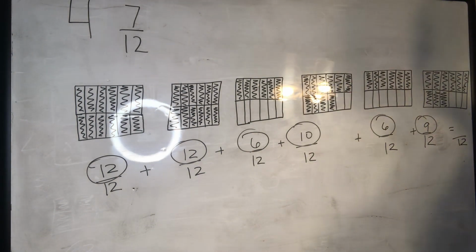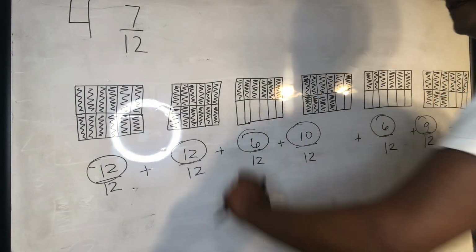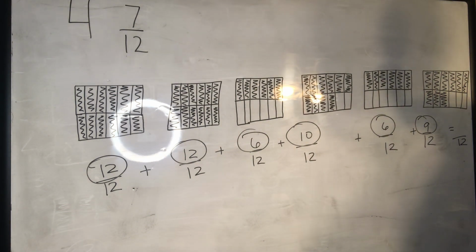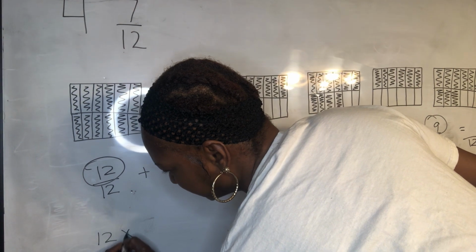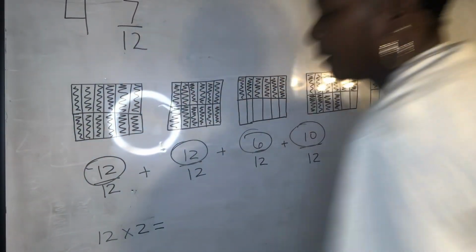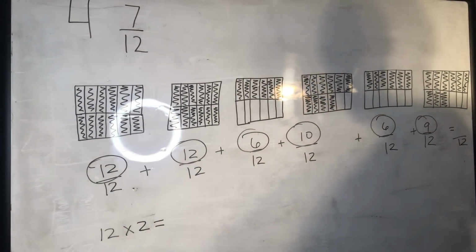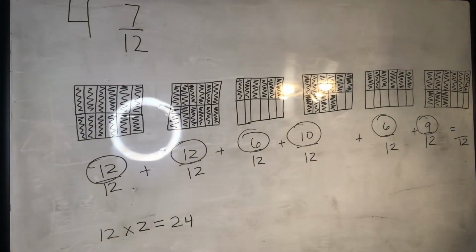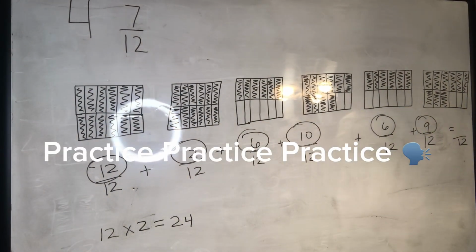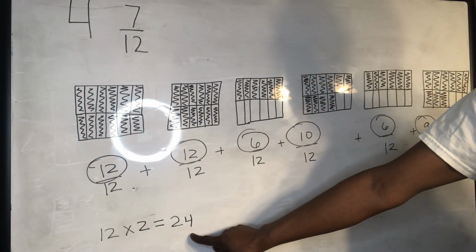So again, practice, practice, practice your multiplication. And so we have one 12 and we have another 12. That is the same as saying 12 plus 12 is the same as saying 12 times 2. Now, you may or may not know, but 12 times 2 will give you 24. Practice, practice, practice your multiplication. So now that we have 12 plus 12, 24.